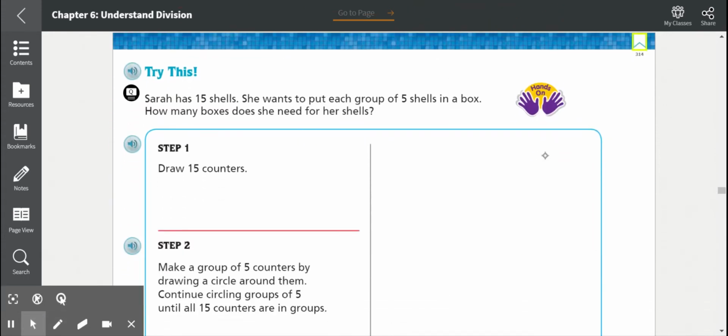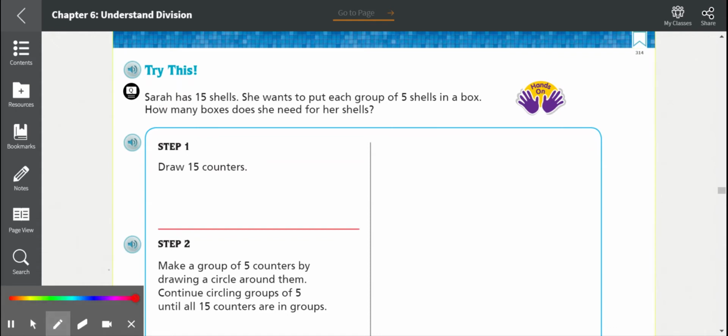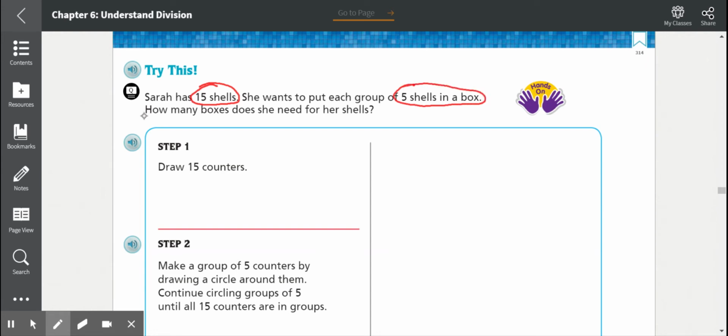Okay, let's do another one. Sarah has 15 shells. She wants to put each group of 5 shells in a box. How many boxes does she need for her shells? Okay, so let's circle what we need. We know she has 15 shells and she wants to put 5 shells in a box. And so we need to figure out how many boxes does she need.